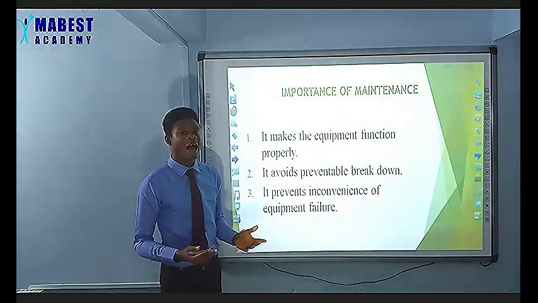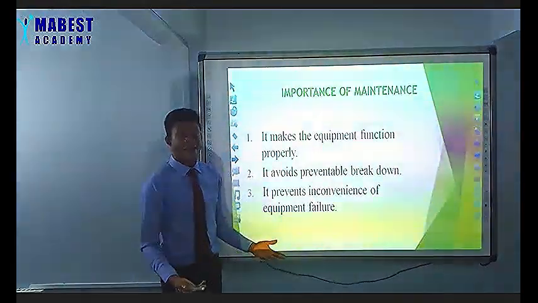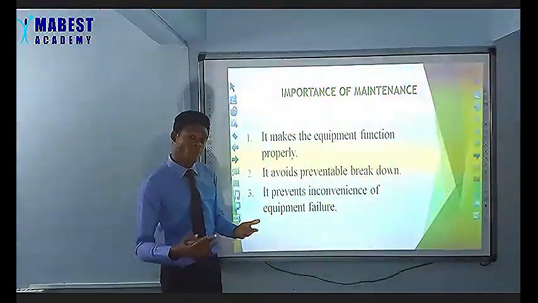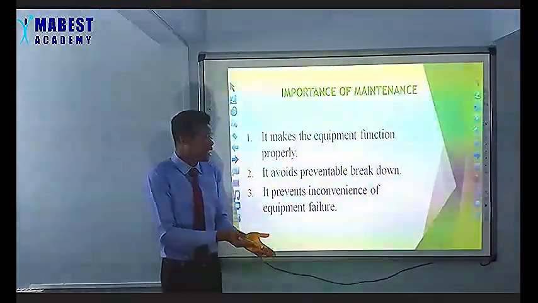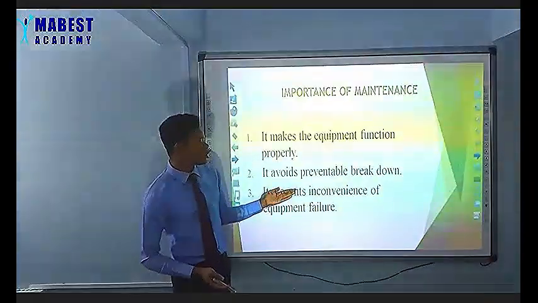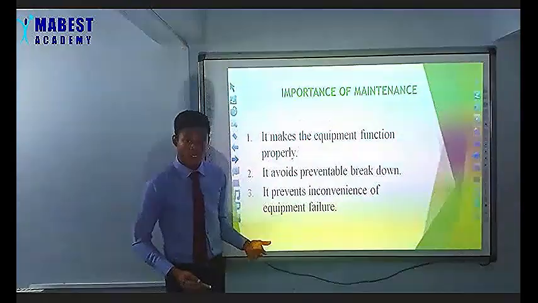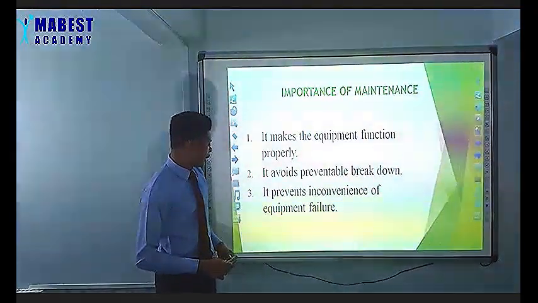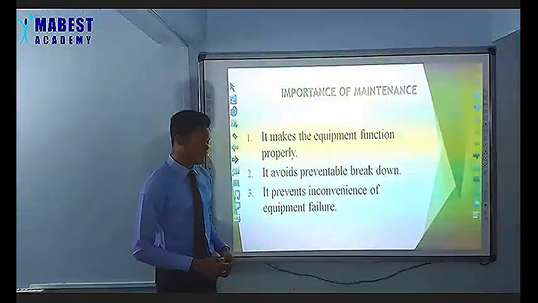All machines have a lifespan, and once they exhaust their lifespan, they are going to what? Break down. But some equipment can actually break down before exhaustion of what? Their lifespan. But you can prevent this by using what? By carrying out maintenance on these machines or equipment. While the third point for the importance of maintenance is that it prevents inconvenience of equipment failure.